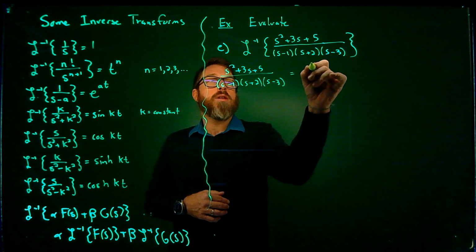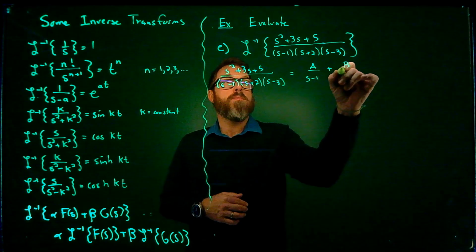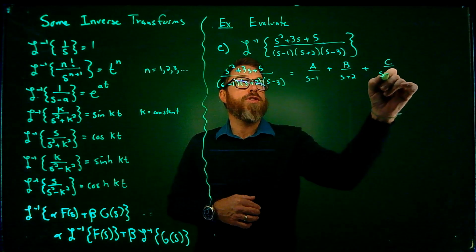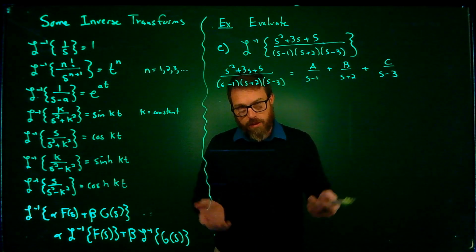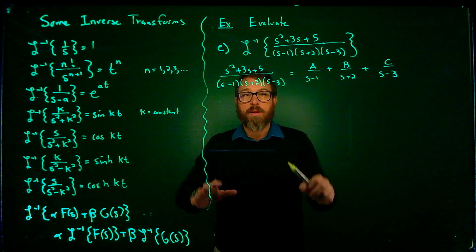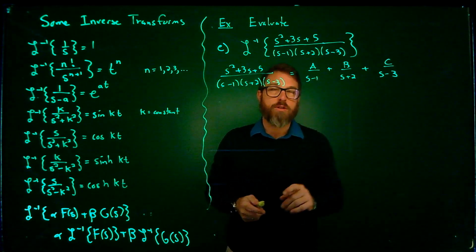And we know this is going to be equal to some a over the first linear factor plus some b over the second linear factor plus some c over the third linear factor. Now there are multiple ways to do this, and I'll show you both ways. I'm not going to do all the algebra immediately. I'll pause it, write it out, and you can see it real fast.